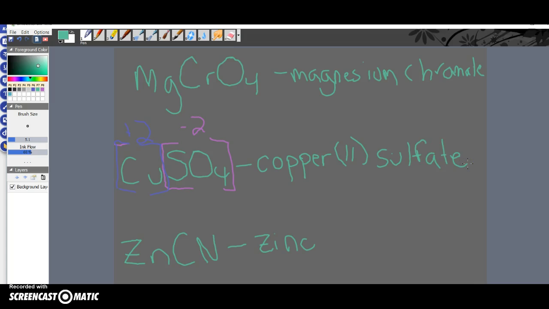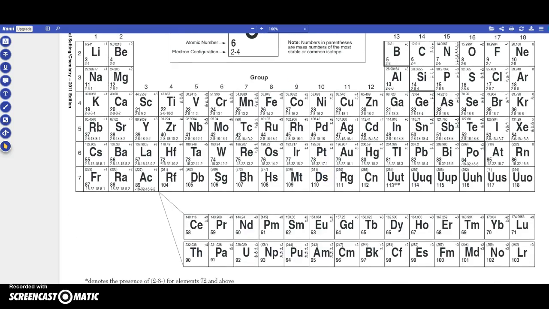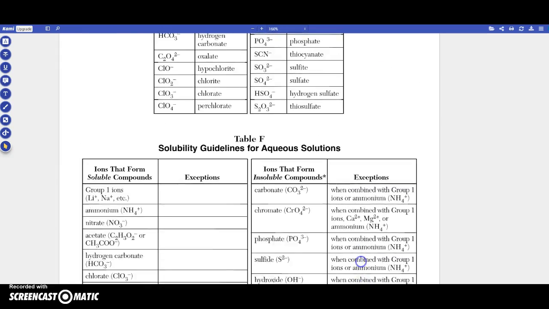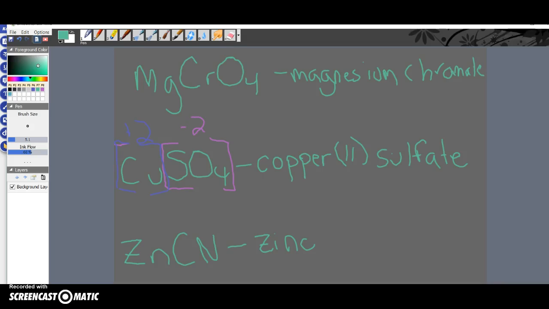Last one, ZnCN. So we already wrote zinc. Looking at our periodic table, zinc only has 1 oxidation state. Cool. It is, so we don't need a Roman numeral. It is not binary, so we need our polyatomic ion chart. And CN is cyanide. So our name is zinc cyanide.